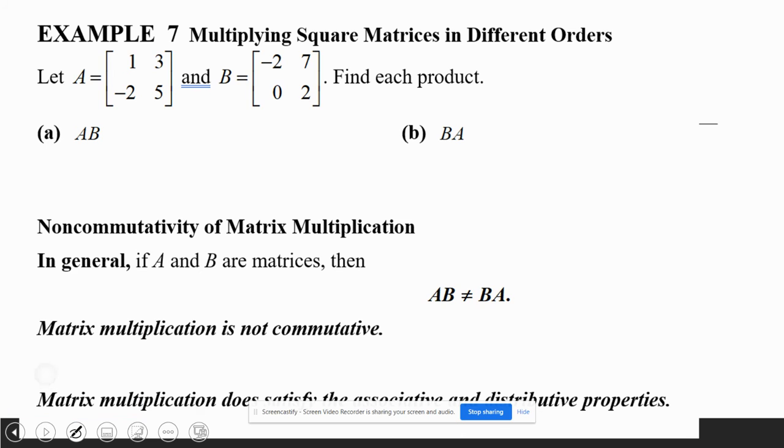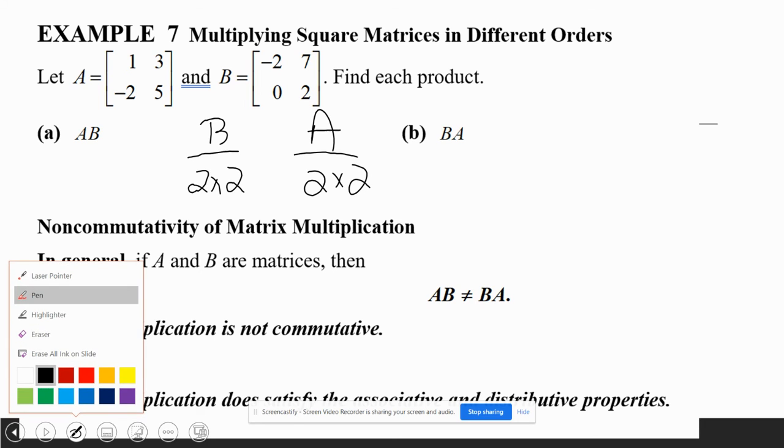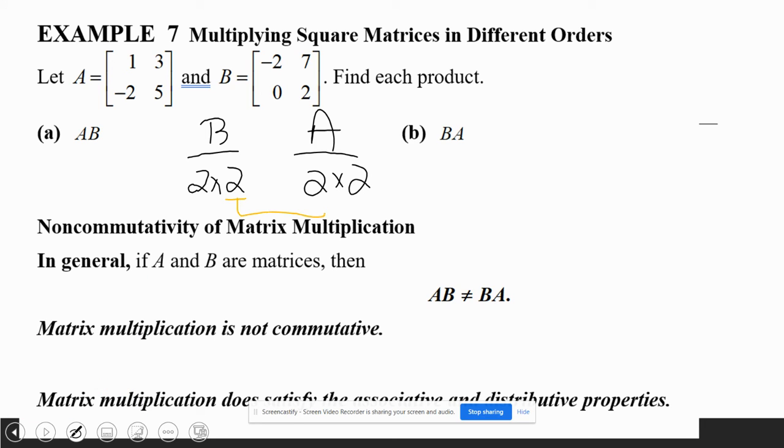All right, let's take a look at example B. Example B is telling us B is coming first. B is a 2 by 2, and then A. A is a 2 by 2. So we check, do our inside dimensions match? Yes. So we're allowed to have an answer for this. And our answer is again going to be a 2 by 2 because of the outside dimensions.